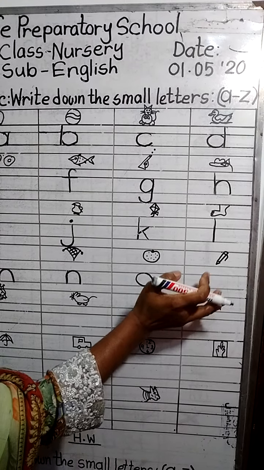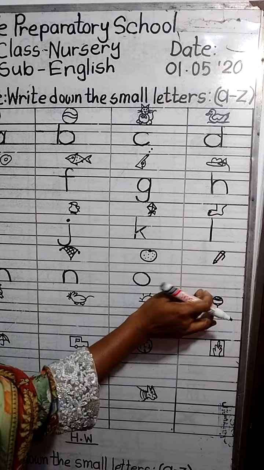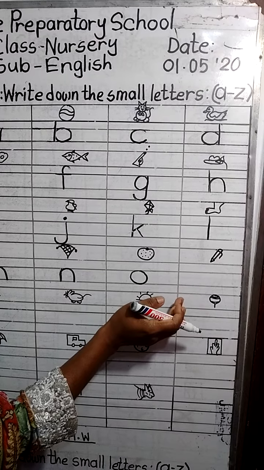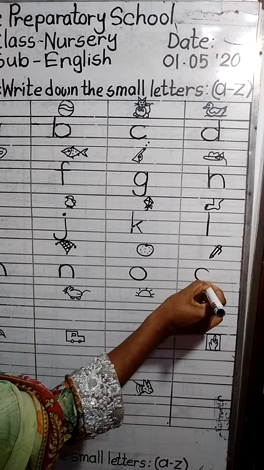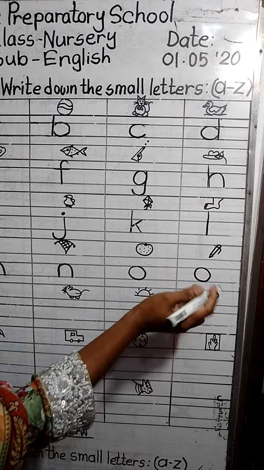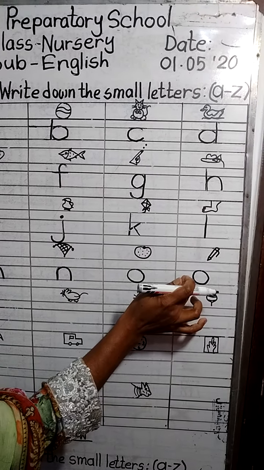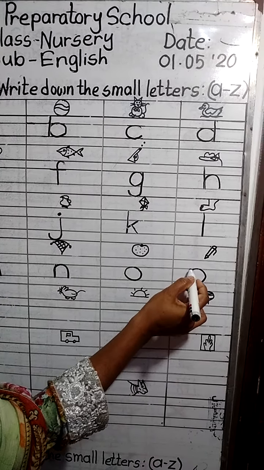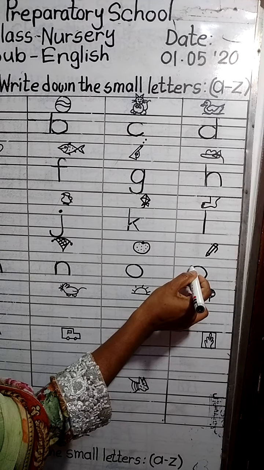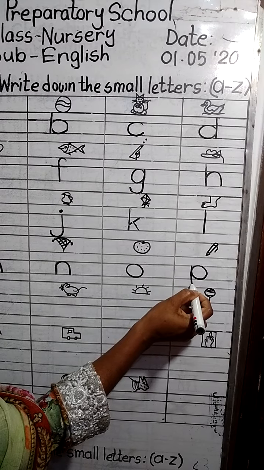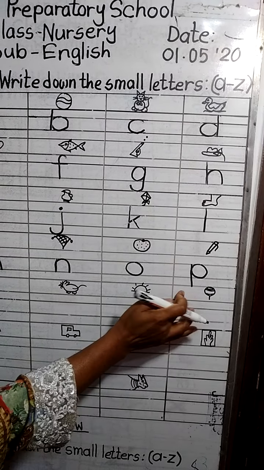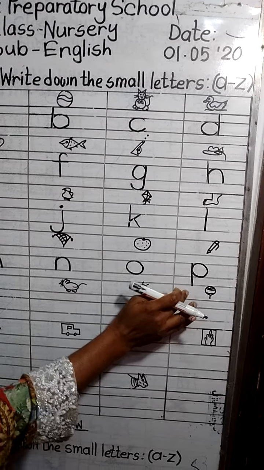Small letter P, second room to third room. How shall I write a small letter P? At first, I will draw a circle in the second room. Then I will draw a straight line, second room to third room, on the left side, and tell the circle, go down, till the fourth line. This is small letter P.